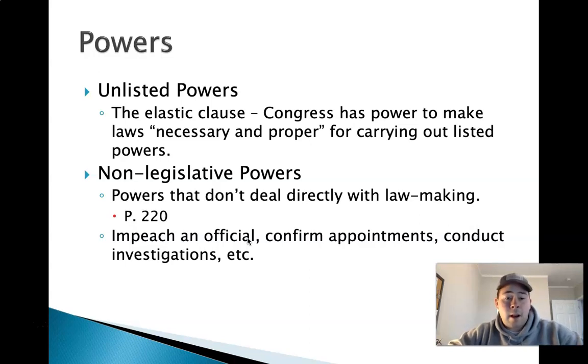They do have some non-legislative powers as well, and these are powers that don't deal directly with lawmaking. There's several different ones, like impeaching officials, confirming appointments, investigating, approving treaties, stuff like that, that isn't actually the process of making law, but it's still important for our representatives to do that in DC.